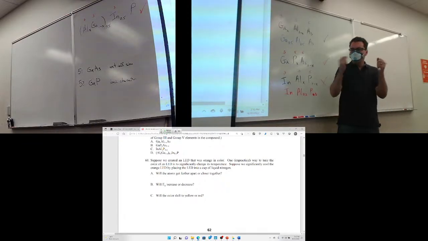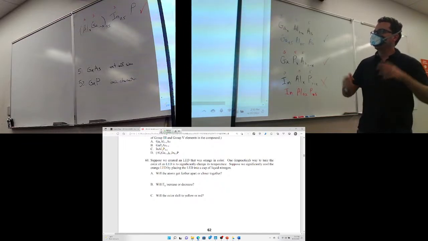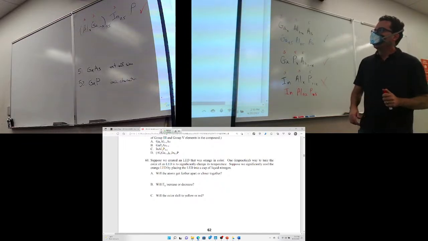Closer. So atoms are constantly vibrating in place. That's how they store heat energy. If you take away that heat, they will stop vibrating as much. They will get closer together because they're not vibrating enough to keep everything apart. So they'll get closer together.